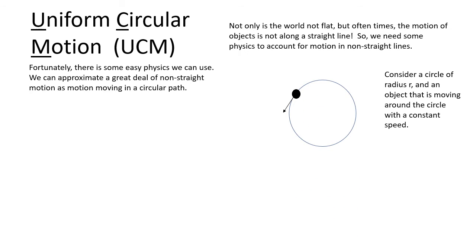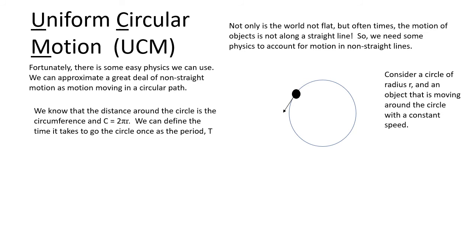So here's a picture of a circle. It has radius r. The object is moving around the circle with a constant speed, so it's moving in circular motion. It keeps on moving around and around and around. You know that the distance around a circle is the circumference, and the circumference is given by 2 pi r.